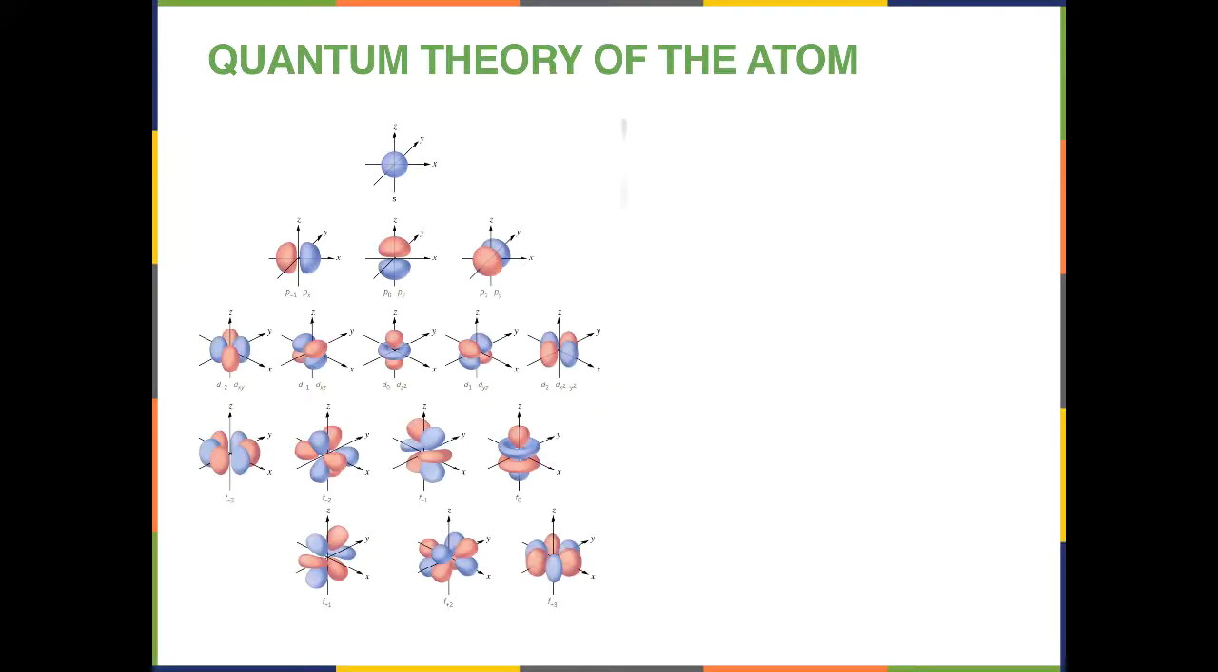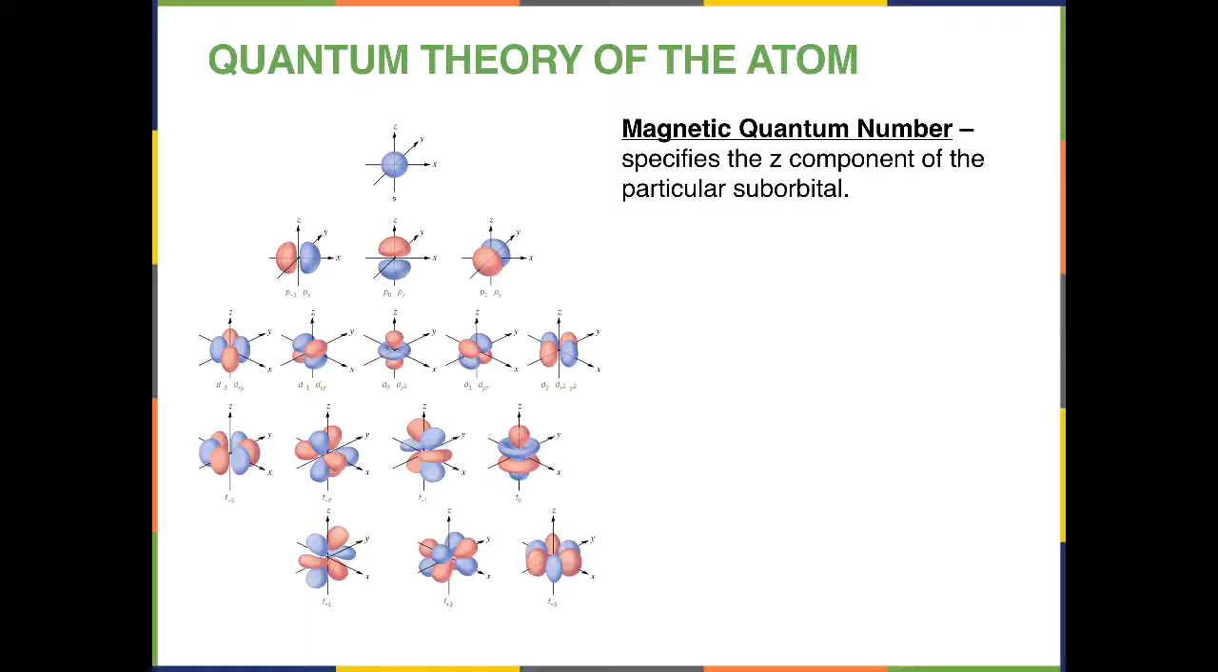Now the third quantum number is called the magnetic quantum number, and it specifies the z component of a particular orbital. Now by z component we're talking about the shape, which is shown here. Whether it's spherical or dumbbell or various other shapes that become more difficult to describe, these are the shapes. These represent the volumes that an electron can have.